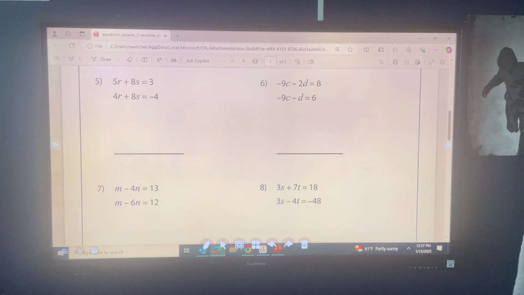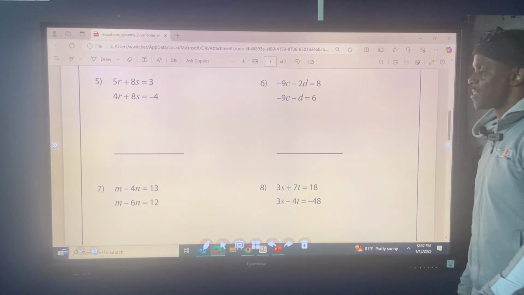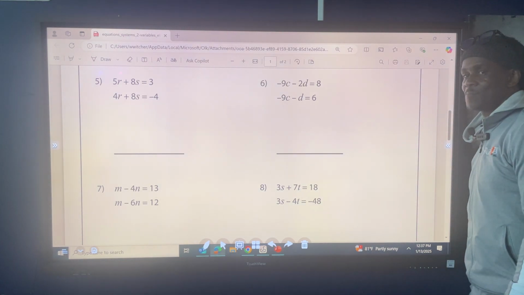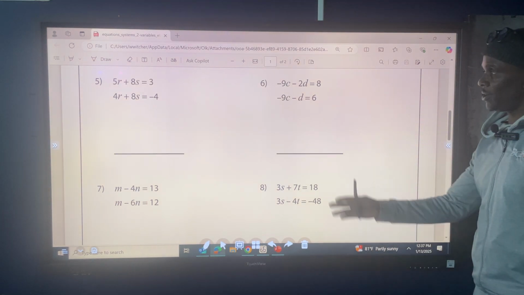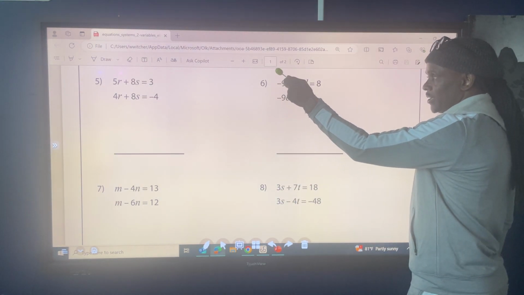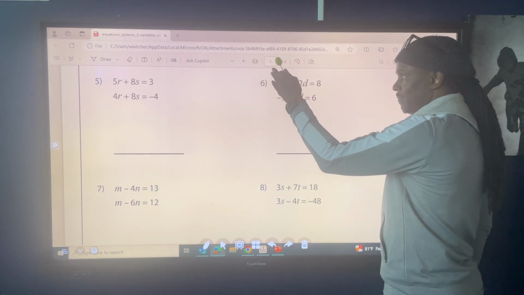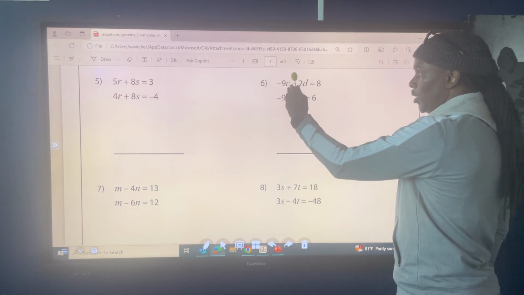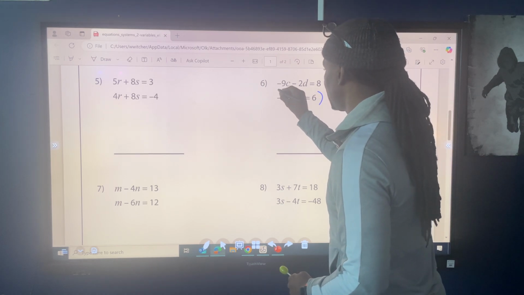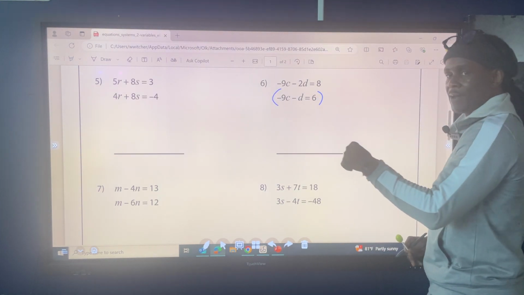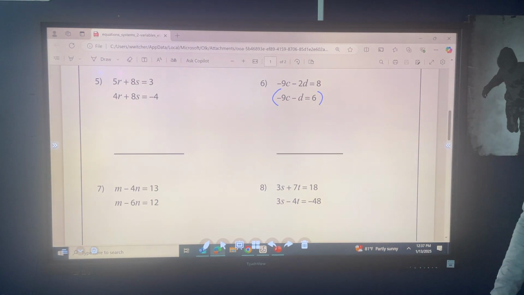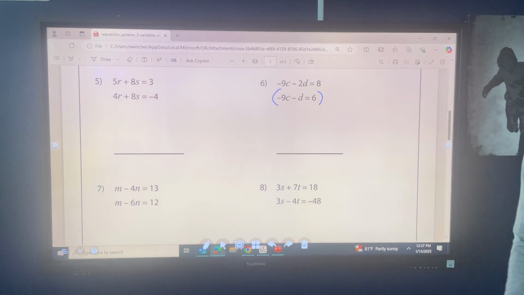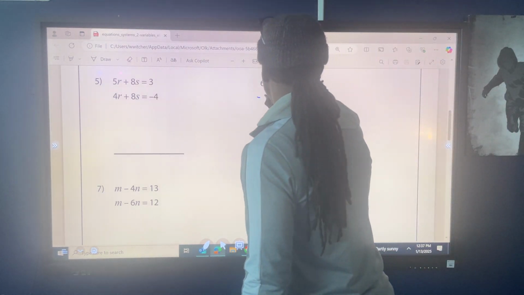Which number can I get rid of, Kayla? The 9. But one has to be negative and the other one has to be positive. So one of them we're going to have to turn positive. What would I multiply that negative 9 by to make it a positive 9? Not 9. Negative 1. Negative one.